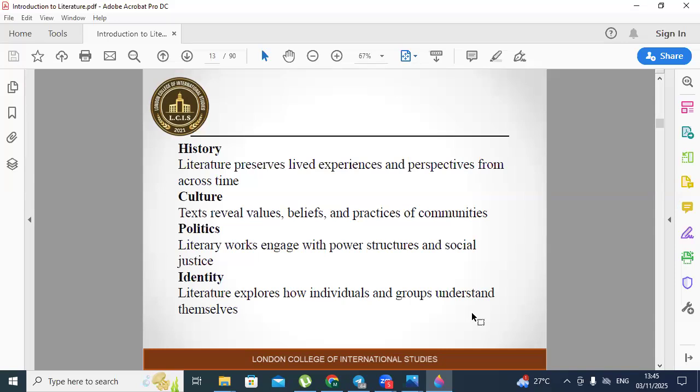These dimensions aren't separate, they are interconnected. A text's treatment of identity is shaped by political structures, which emerge from cultural values, which develop through historical processes. Good literary analysis recognizes these connections while maintaining focus on the specific text at hand.